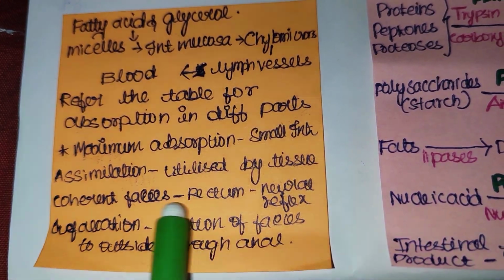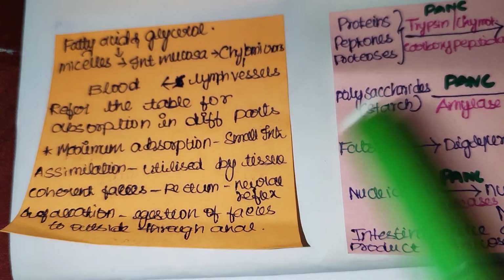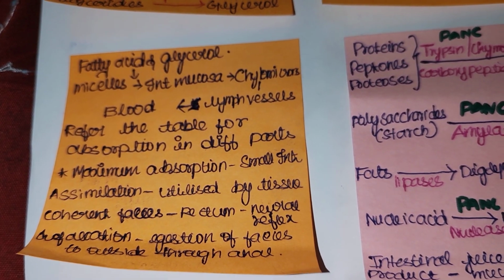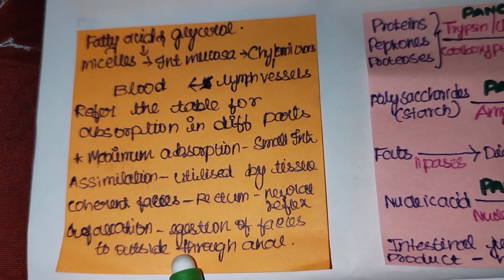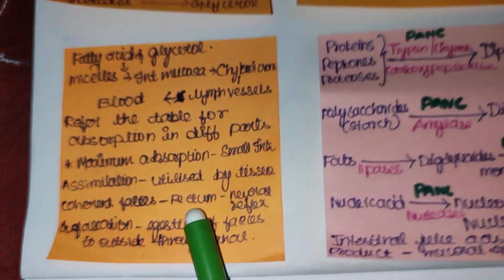And the feces, which are stored in the rectum temporarily, we talked about it here. Now the neural reflex will initiate the process to eject our feces outside the body. This process is called defecation. So this is the last process by which the feces are ejected to the outside through the anus, and the waste materials are removed from our body.